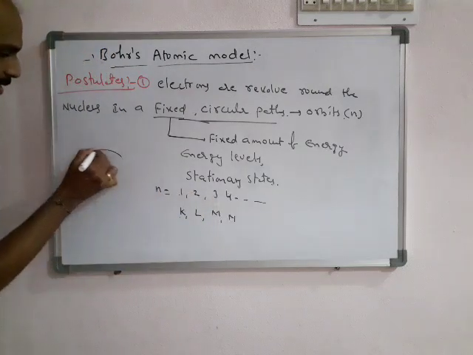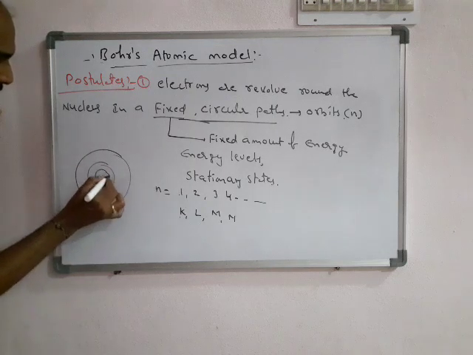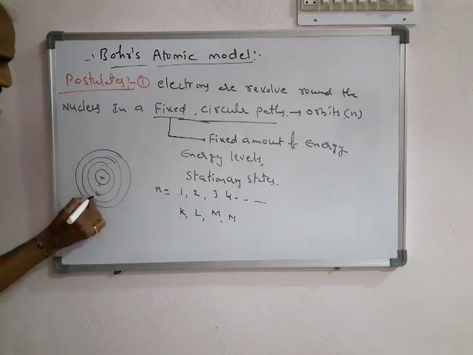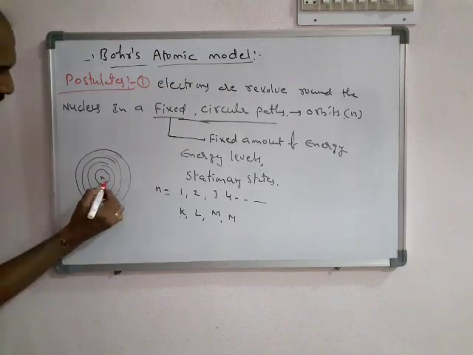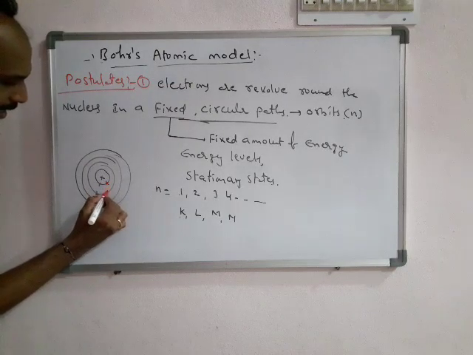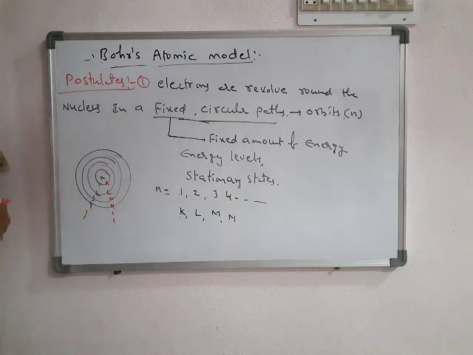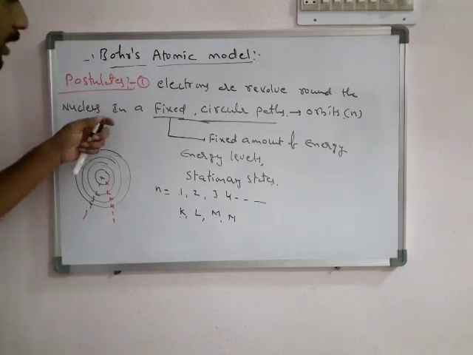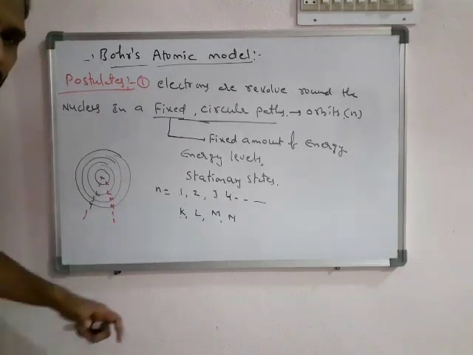For example, this is the atom with the positive charge at the center. This is the first level, this is the second level, the third level, the fourth level. The first level is K, then L, M, N, and so on. So this is the main point in Bohr's atomic model. Okay, see the next one.